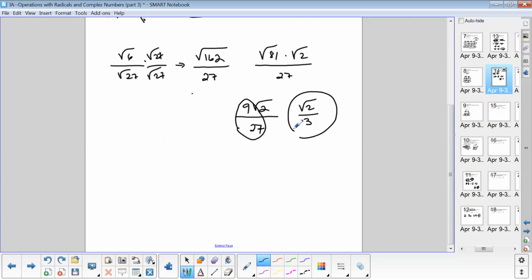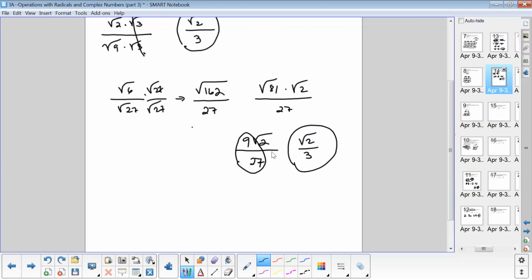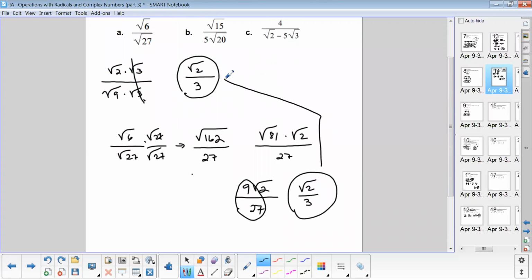So you get square root of 2 divided by square root of 3, which is what we found when we just broke it up into 2 factors and then divided out and simplified square root of 9. Either way is fine. You're going to get the same answer regardless.